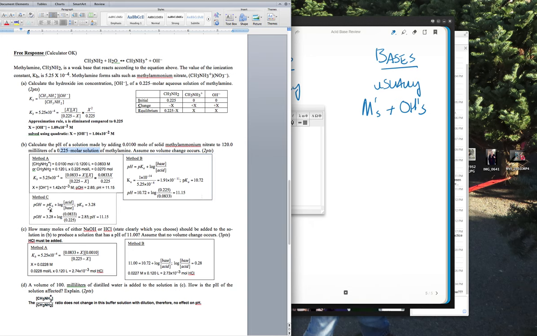11.15. And then the final option is to do it using the pOH equals pKb. You could have done it that way. Once you get that pOH, then you just subtract from 14 to get the 11.15. Any one of those methods would be fine.